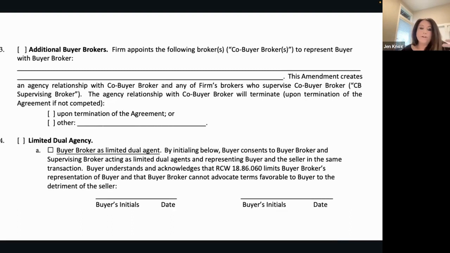So backtracking on that idea too, it might just be in everybody's best interest, including your own, if you find a buyer for your own listing, to simply just refer it out to someone else who can act on their behalf.